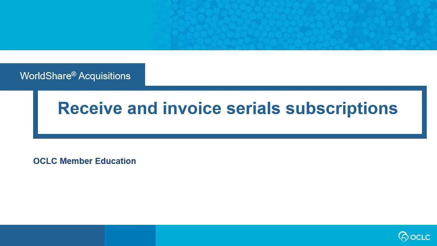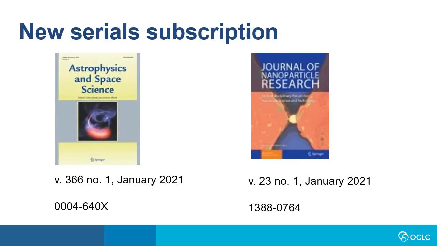In this video, you'll see how to receive an invoice, serials, subscriptions, and WorldShare acquisitions. So let's say I've received the first issues for 2 new serials subscriptions that I've ordered. I want to indicate that I've started receiving these subscriptions. I'll also add them to an invoice and pay the invoice.